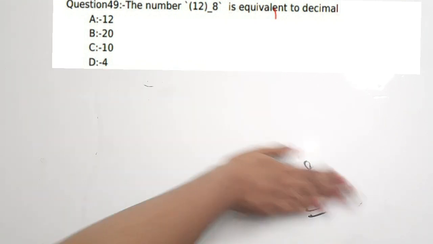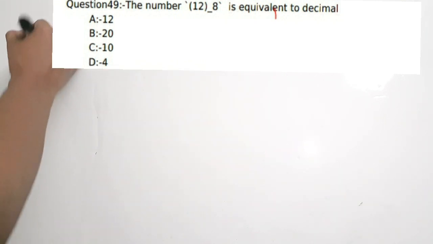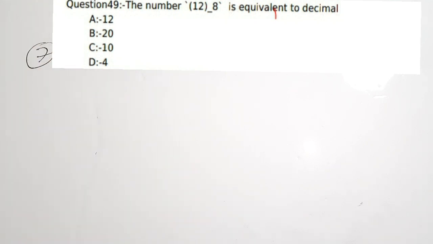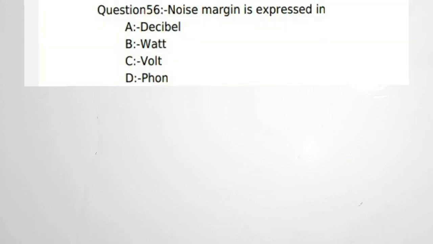Seventh question is a theory question. Noise margin is expressed in A, decibel, B, watt, C, volt, D, phone. Correct answer is C. Noise margin is actually the ability of a gate to tolerate the fluctuations in voltage levels.